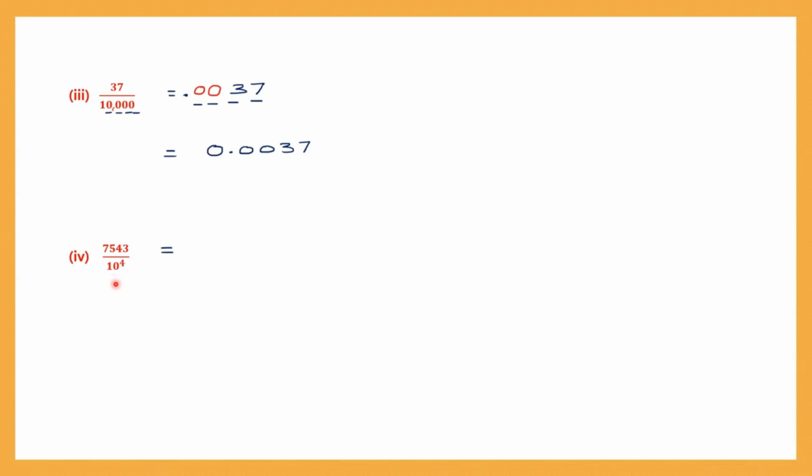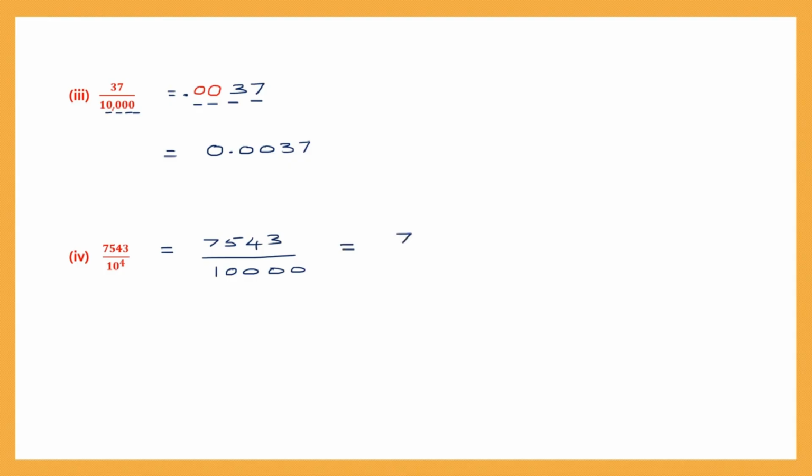Next question. So here we have 7,543 by 10 raised to the power of 4. That means there are 4 zeros. So let's rewrite this question first. So in the next step, you're going to write 7,543 by 10 raised to the power of 4 means 1 followed by 4 zeros. 1, 2, 3, 4. So this becomes 10,000. So now we can write our decimal number.